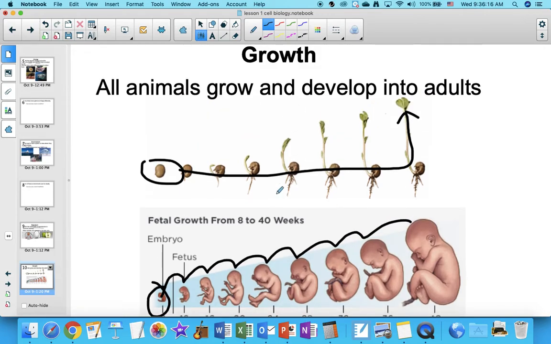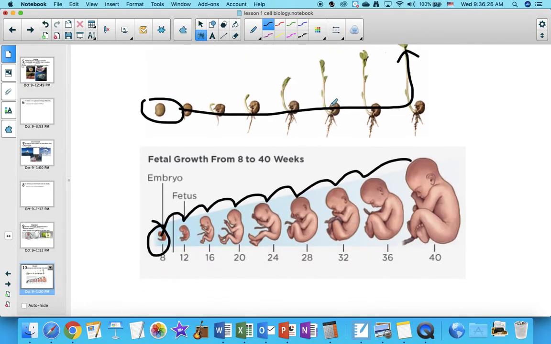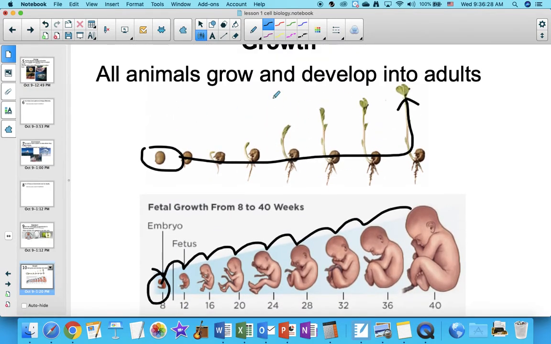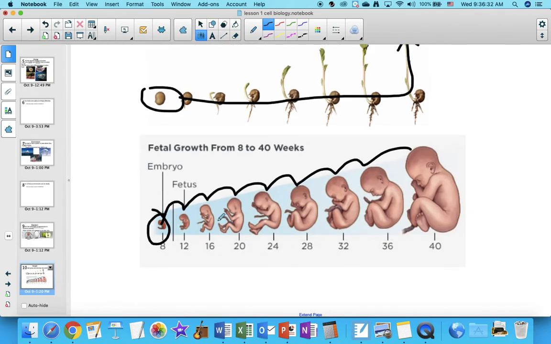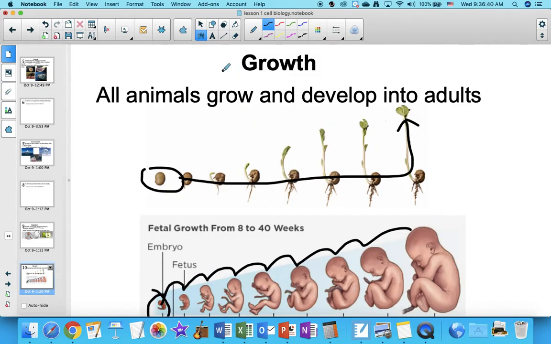The reason for this growth, the reason why we start out so small, is because it would be uncomfortable to be born or develop as an adult. A plant can't really grow another tree on it and sustain itself, and animals and human beings can't really give birth to an adult. So we have to start small and then eventually develop and grow.